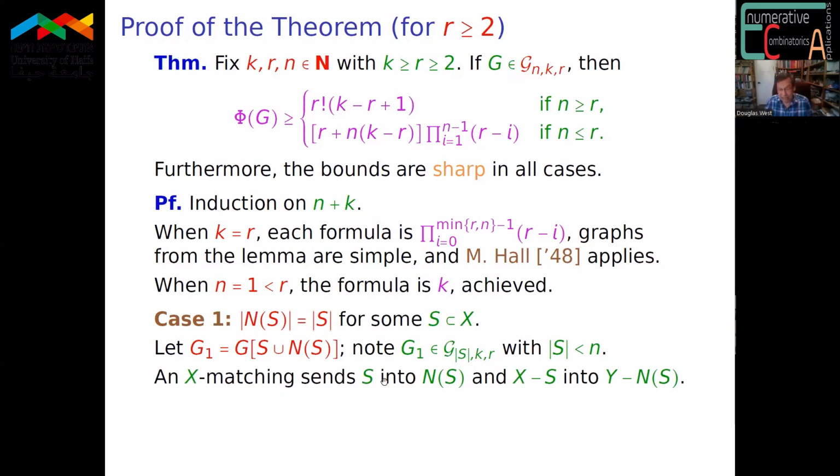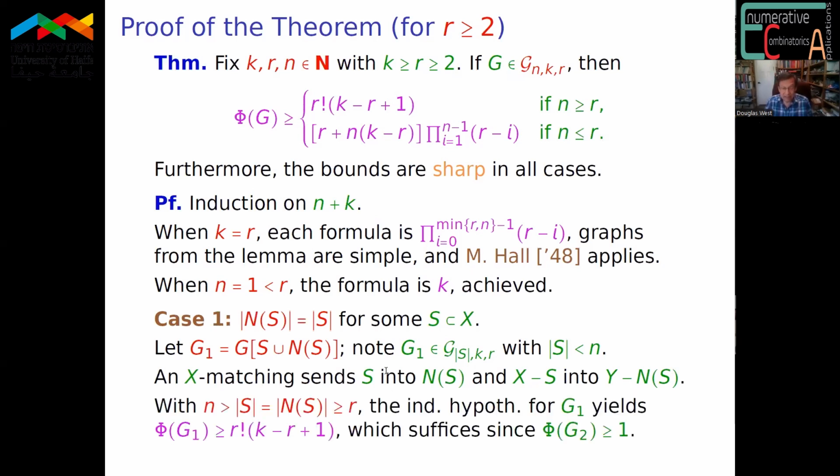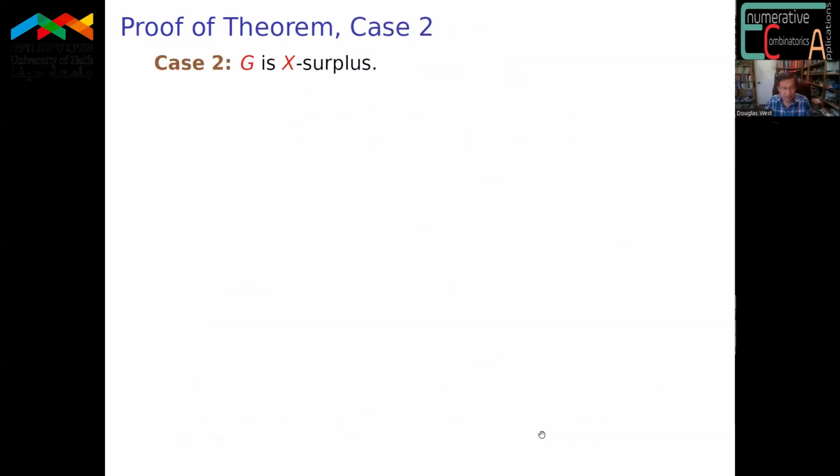An X matching will have to send S into its neighborhood and X minus S into Y minus the neighborhood. And the number of matchings that send S into its neighborhood will be, by the induction hypothesis applied to G1, exactly R factorial times K minus R plus 1. Because the size of the neighborhood has been assumed to be at least R, which is the same as the size of S, and S is smaller than the full set X. So we're in the case where N is at least R, so we can apply the first case of the formula. And that's good enough because we know that there is at least one matching from X minus S into the remaining vertices of Y. Okay, so that's easy.